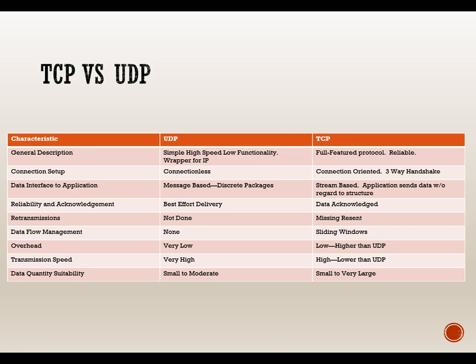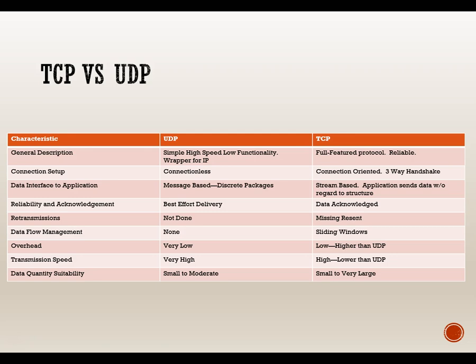Interface of the application: UDP is message based, it has discrete packages, and TCP is stream based. It sends the data without regard to structure. The structure is a responsibility on down the line. Reliability and acknowledgement: UDP is a best effort delivery, whereas TCP is acknowledged. Retransmissions: UDP is not done. In TCP, the missing data is resent.